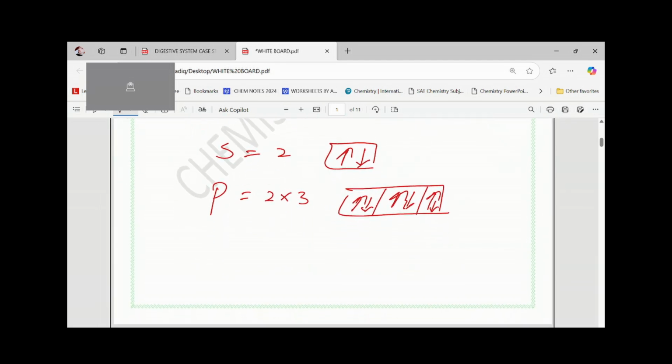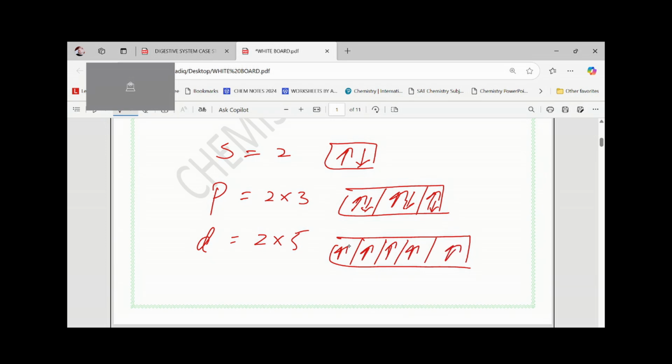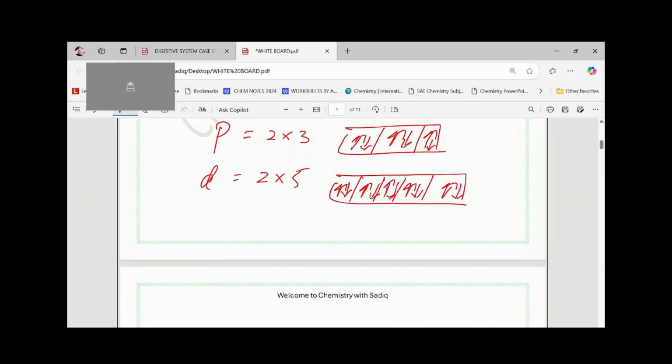Okay, moving on to D. D is of 5 kinds, and we can have 1, 2, 3, 4, and 5. So up, up, up, up, and up, half filled, and then we have completely filled. Right? So this is how it's working. This is a very important rule.